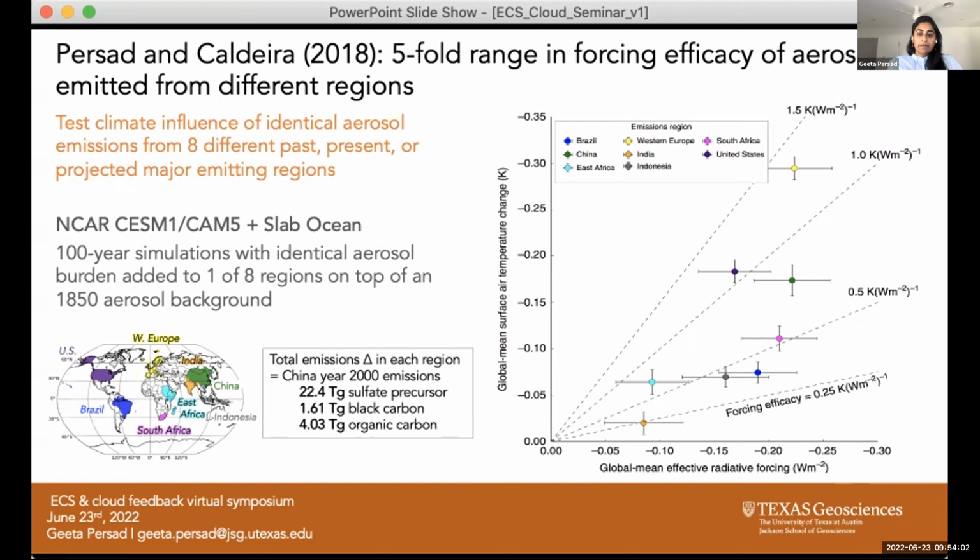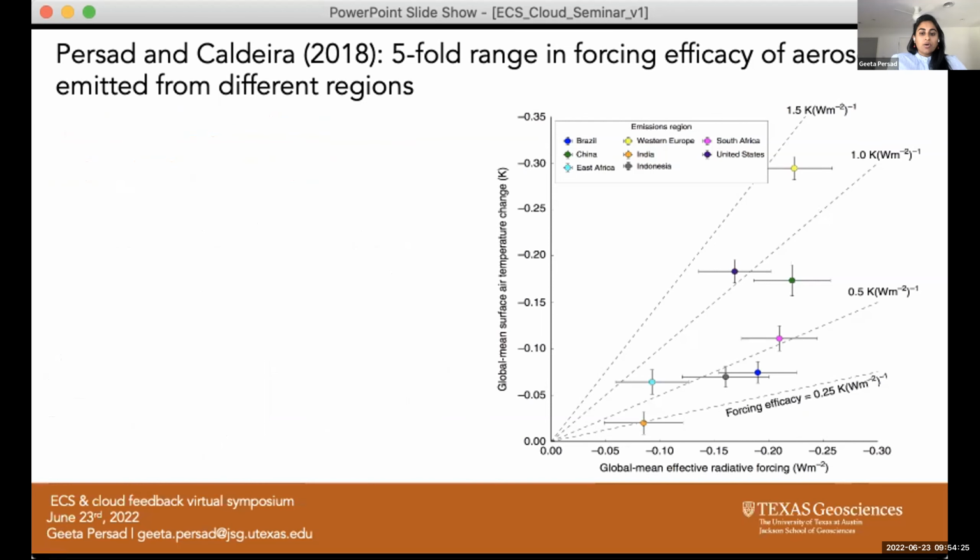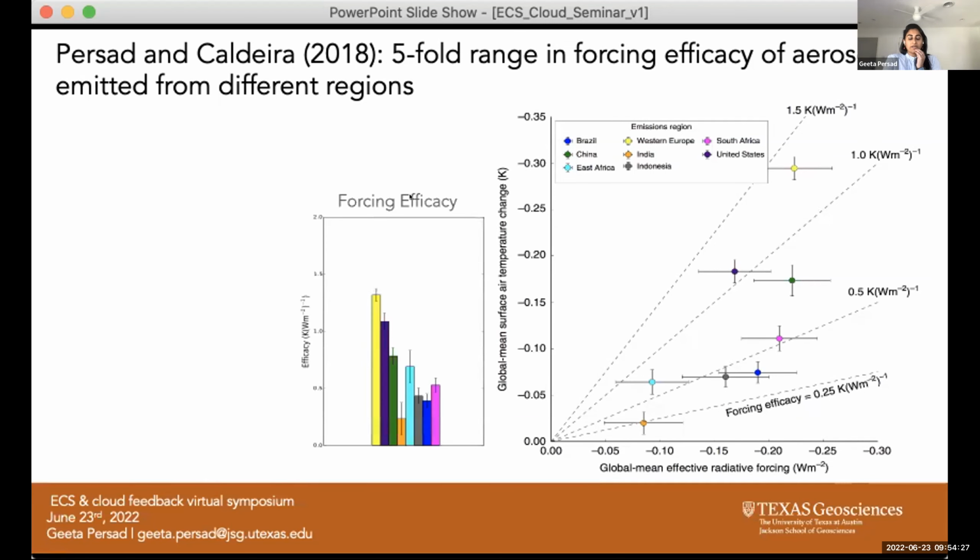And it just so happens that the places that have relatively high efficacy, Western Europe, the US, China, were the sort of past emitting hotspots. Whereas the places that are projected to be major emitting hotspots, so India, Indonesia, Brazil, South Africa, East Africa, they happen to have fairly low efficacy. So we can summarize that efficacy value in this chart.